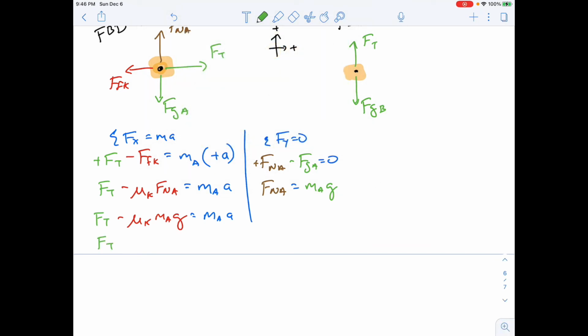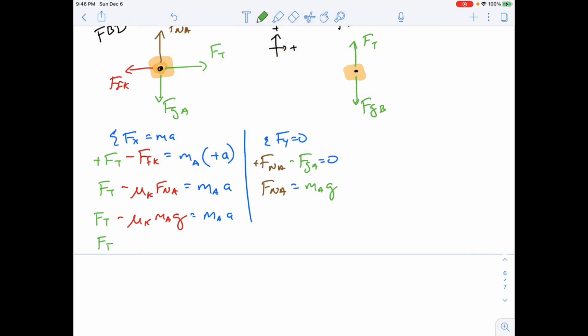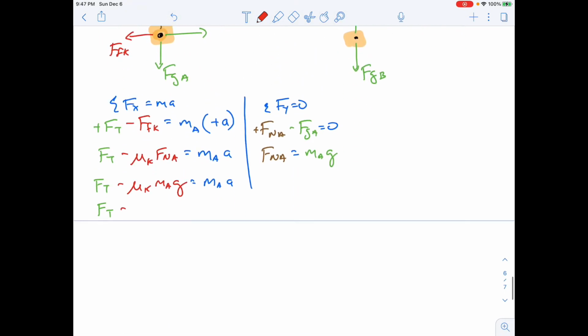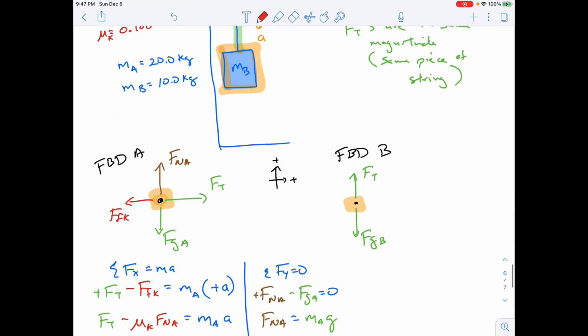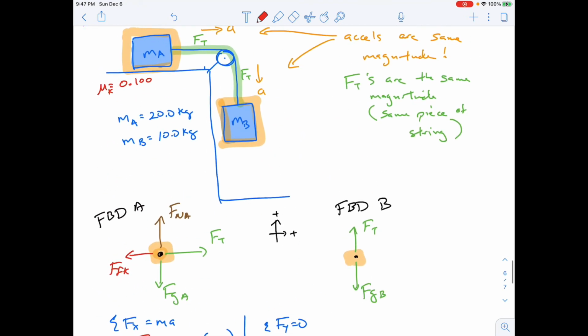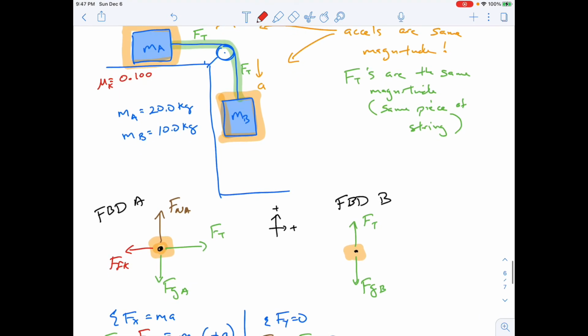And then we can plug in some numbers if we want, because we're pretty much finalized here. We don't know FT minus, actually, hold on. Let's get my act together here. Minus 0.100 mass A. Now, note, this will move. If you let this go, this will move.